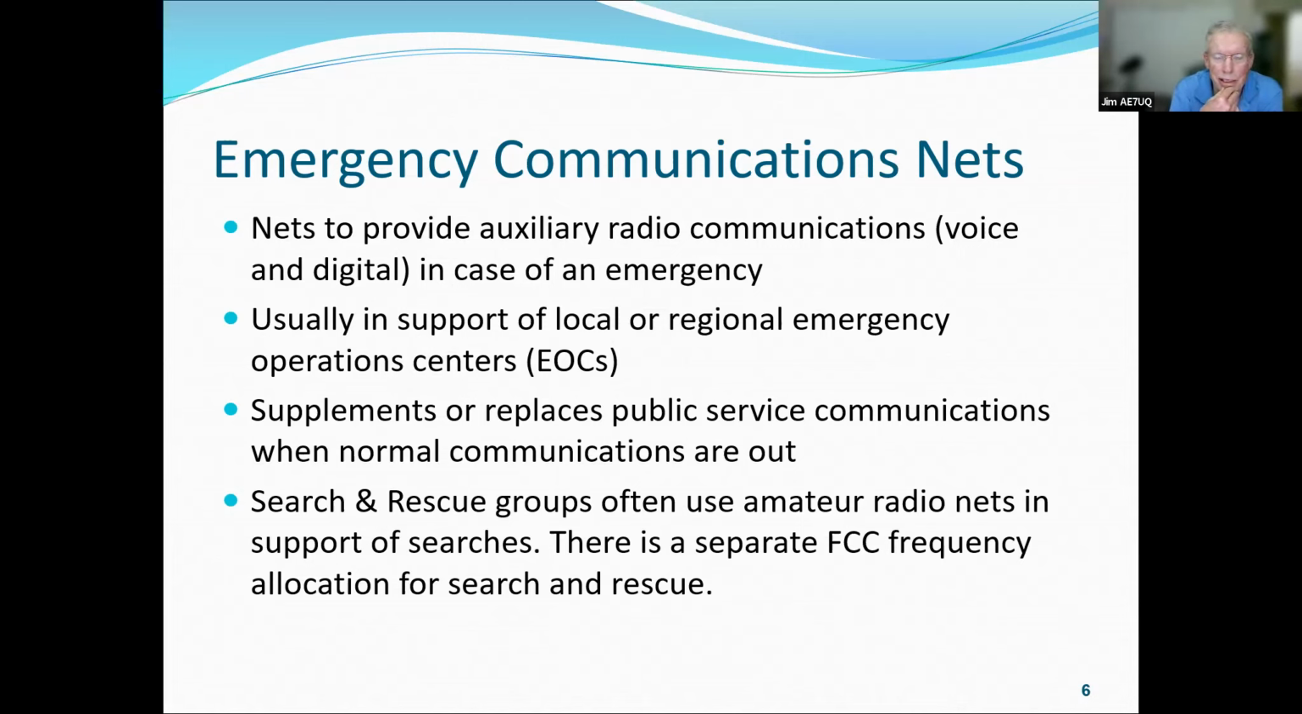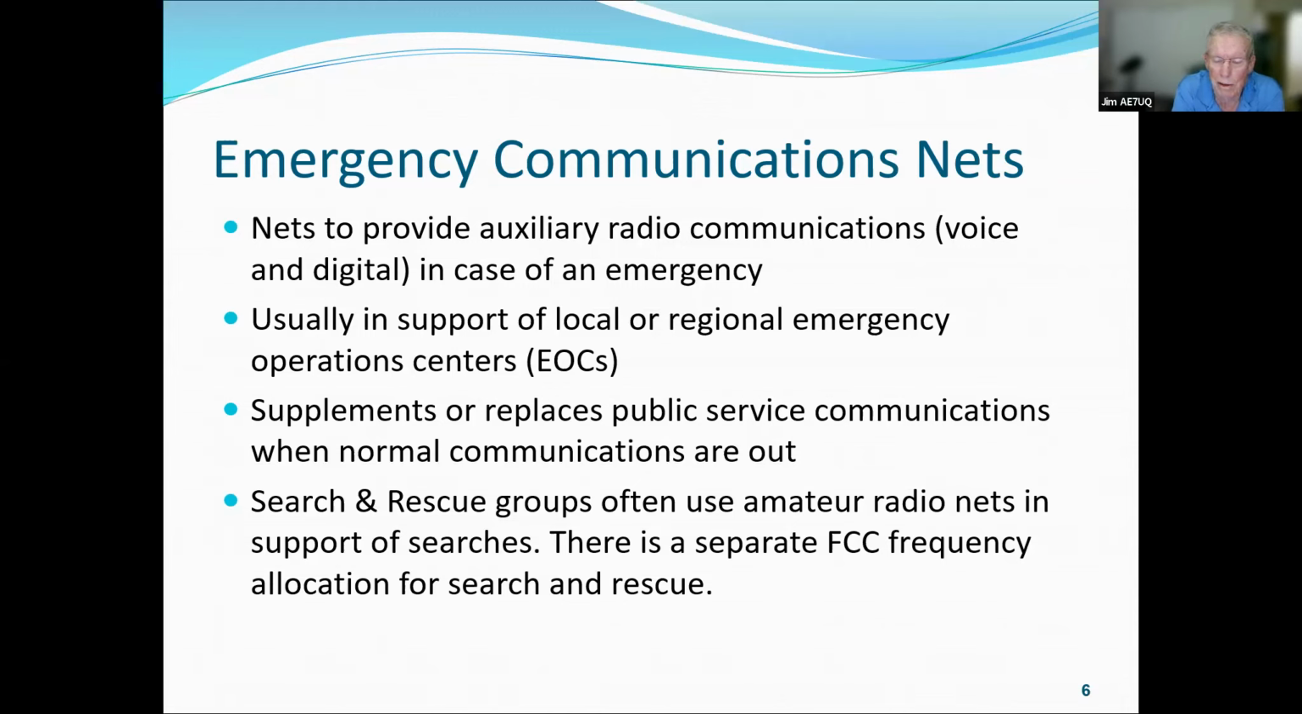And most of the nets, fortunately, since we don't have disasters all the time, most of the nets that you'll hear for emergency nets will be practice nets. I mentioned that the DMCC, the hospital net in our region, practices every Tuesday. We also, and I'll show a couple pictures here, the other emergency nets in our area also practice, in our case, every Tuesday. Another sort of emergency net is related to search and rescue.